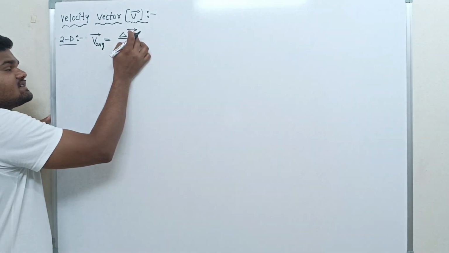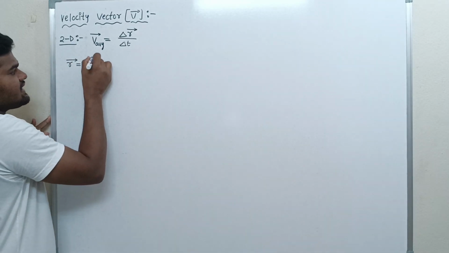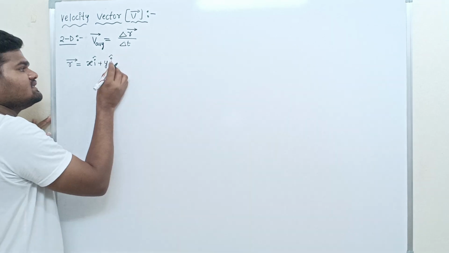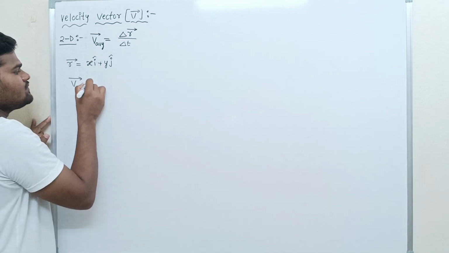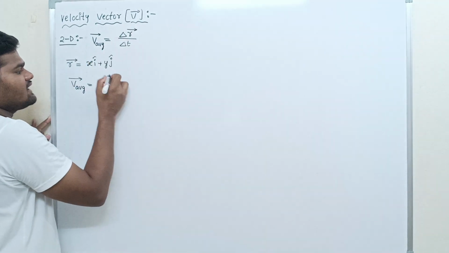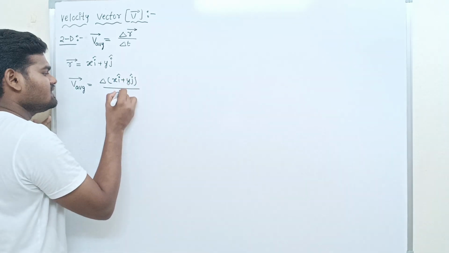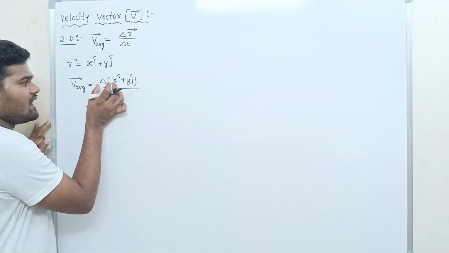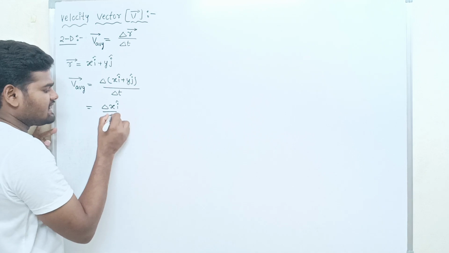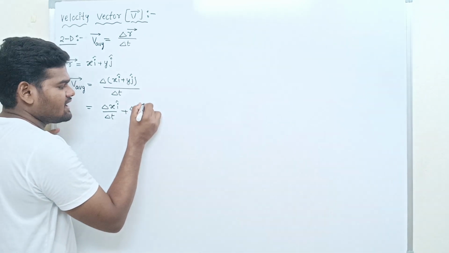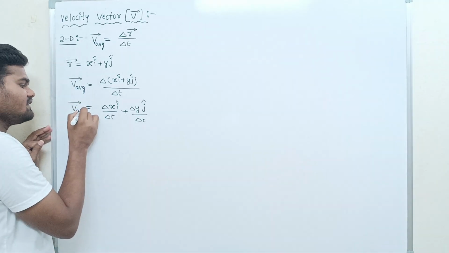In a two-dimensional coordinate system, what is the position of a point? So r bar is equal to, as we already got, x i cap plus y j cap. Just substitute here. So average velocity is equal to delta of r bar, that is x i cap plus y j cap, divided by delta t. Expanding this term, it becomes delta x i cap divided by delta t plus delta y j cap divided by delta t. So this is the average velocity.